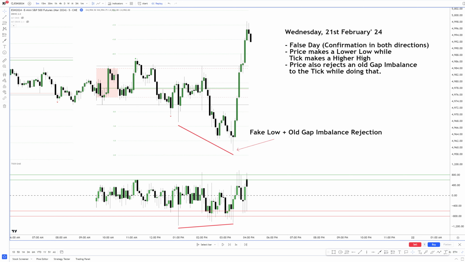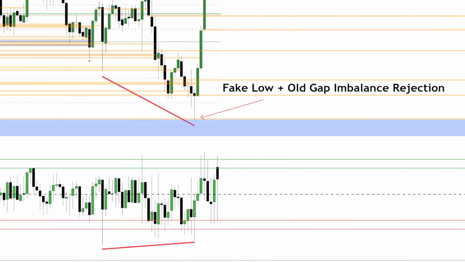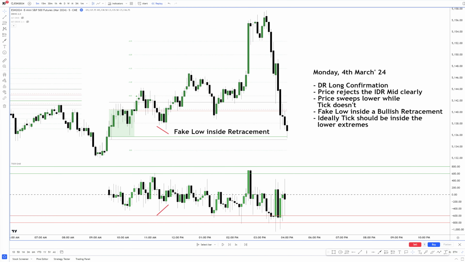In this example, we have a DR false day, where both directions get a confirmation. At the end of the session, price makes a lower low, while tick doesn't follow up and hovers at the lower extremes. Also, if turning on volume and gap imbalances, we can see that there is a nice reason behind that fake low. Here's another example of a fake low inside a retracement.